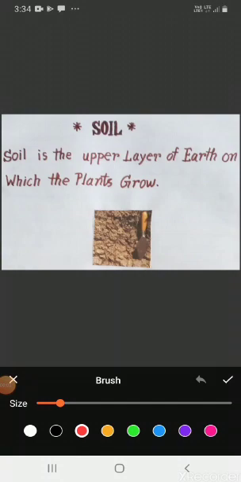So children, let's move to our first point, soil. Our first question arises here, what is soil? Soil is the upper layer of earth on which the plants grow. This is the figure of soil.